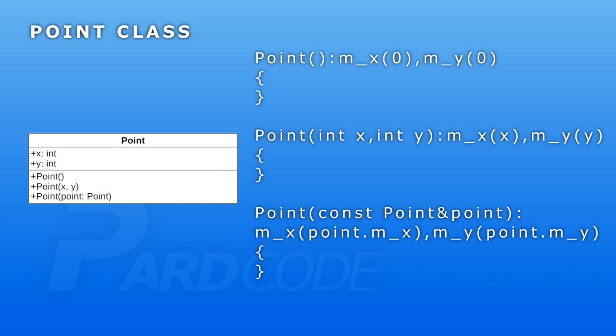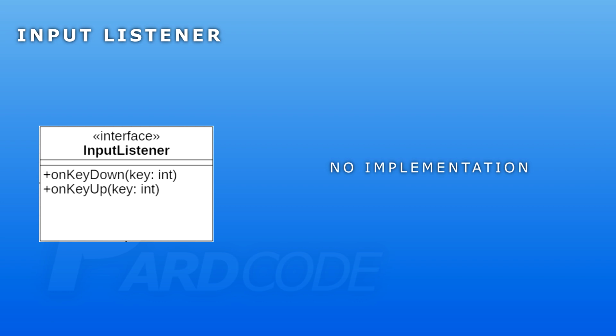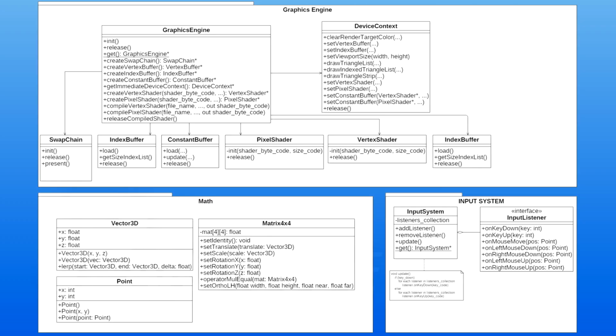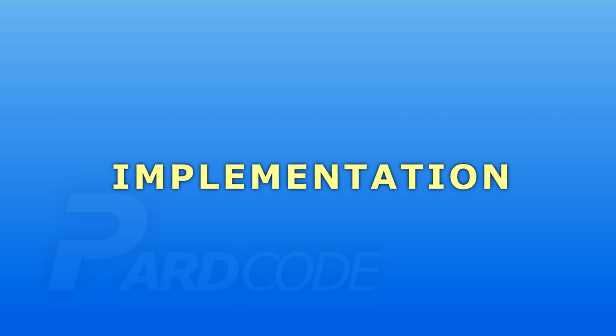Today we have to add a new math class called Point in order to manage the position of the mouse cursor. And we have to add all the mouse input events methods in the input listener interface class. At the end, our class diagram will be like in this image. Good, now we can start the implementation.